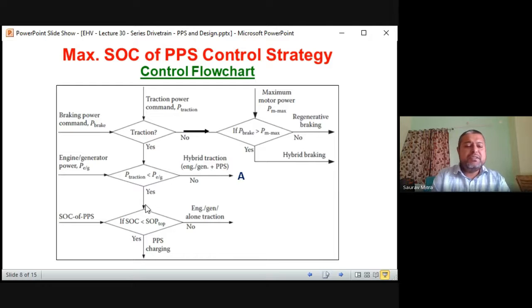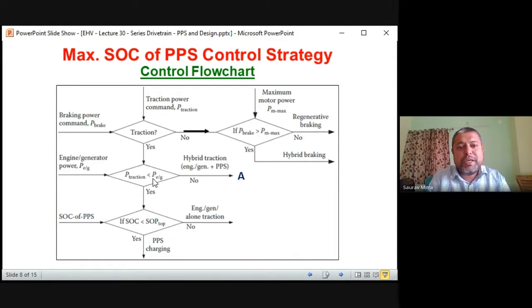If the engine generator power is greater than the traction power, yes. If it is no, what does that mean? In this case, traction power is greater than engine generator power, or engine generator power is less than traction power. That's what we have coming on the right. So you have to understand this diagram very well. First you are giving traction, and here you are giving brake. So traction, yes, that means we are not braking. Okay, so in this case, you are coming below.